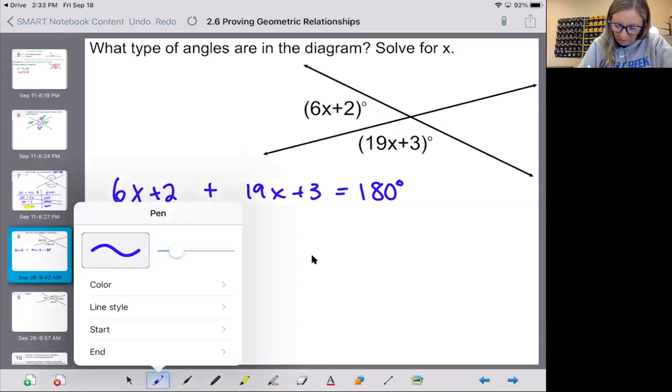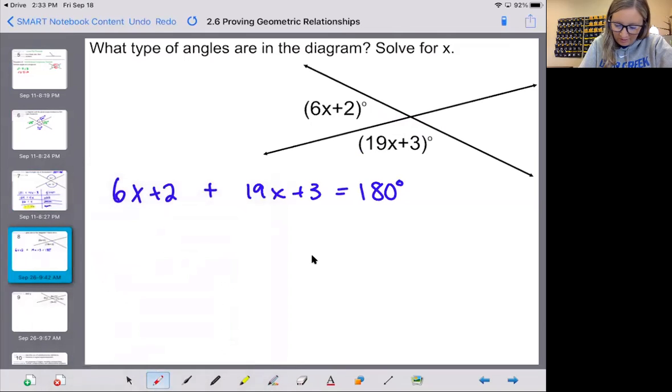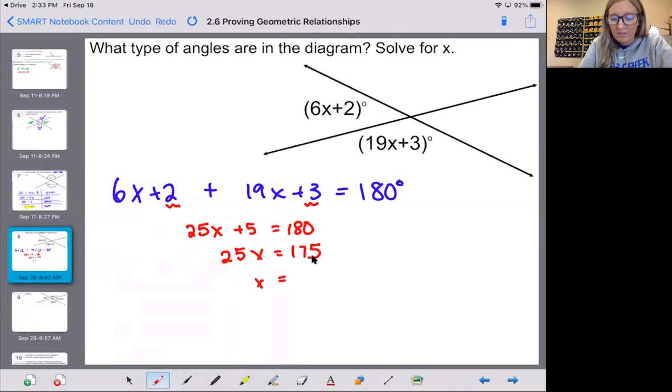All right, next we're going to combine our like terms. 6x and 19x, of course, is 25x. 2 and 3 is 5. If I subtract 5 to the other side, I get 175. If I divide by 25 on both sides, I get 7, x equals 7.